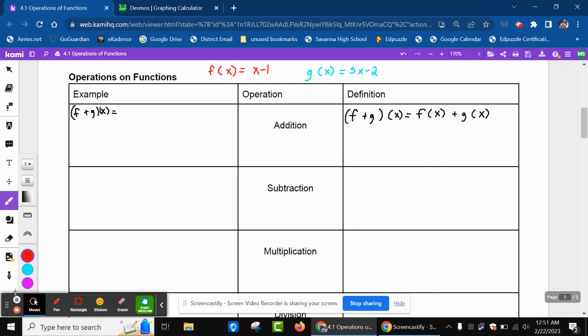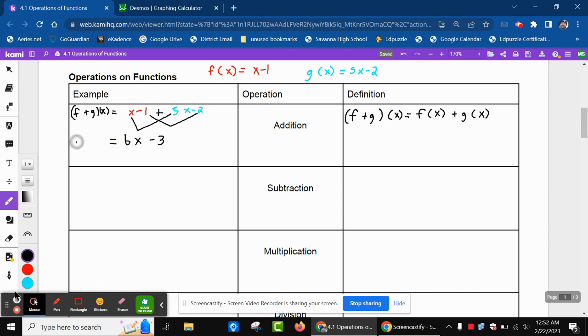So here's our example. We're going to see that the function f of x is going to equal x minus 1. And we're going to want to add into it g of x, which is 5x minus 2. Well, now we just need to put the x's with the x's and the numbers with the numbers. So x plus 5x would give me 6x. And minus 1 minus 2 would give me minus 3.